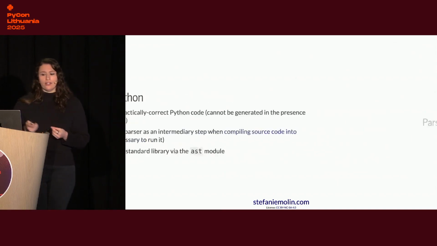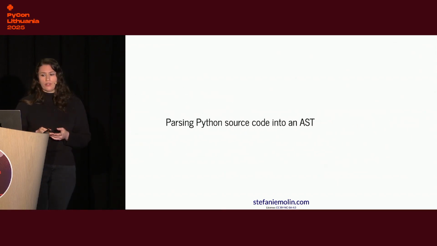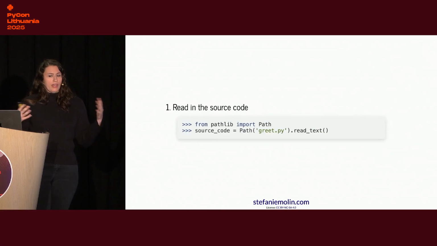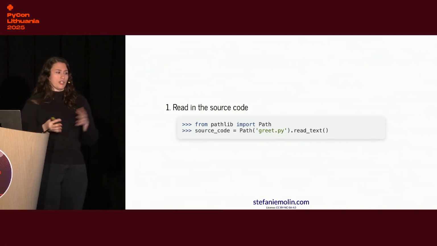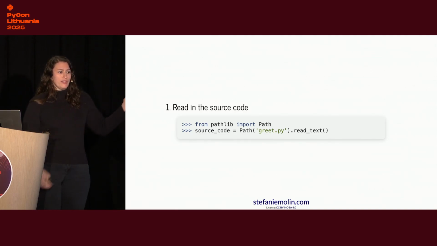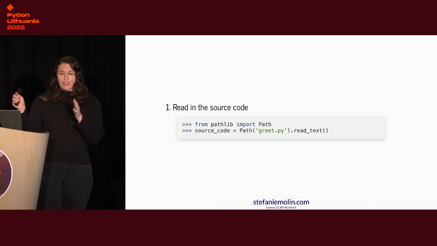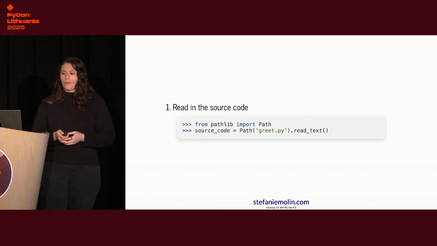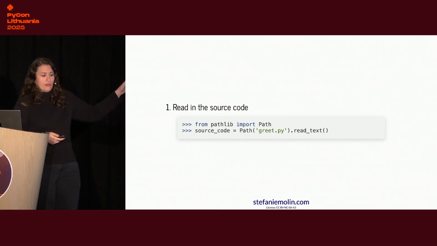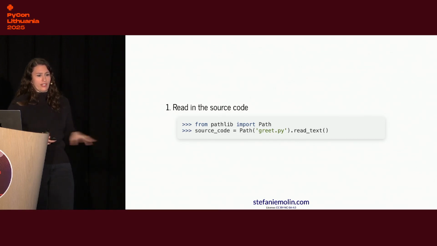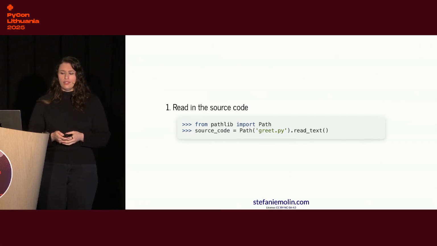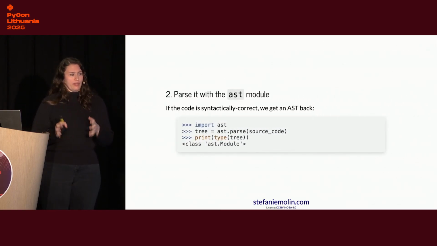So let's take a look at how we would actually use the AST module. We would start by reading in some source code. We need to have our code that we're going to analyze as a string. However you go about obtaining that string, here's one way of doing it. If you're analyzing something simple, you could just type in the actual string you want to analyze, and we'll see that later as well. So here I'm using pathlib, and I have source code, which is just a string representing all the text that was inside that file. And then we're going to parse it with the AST module.